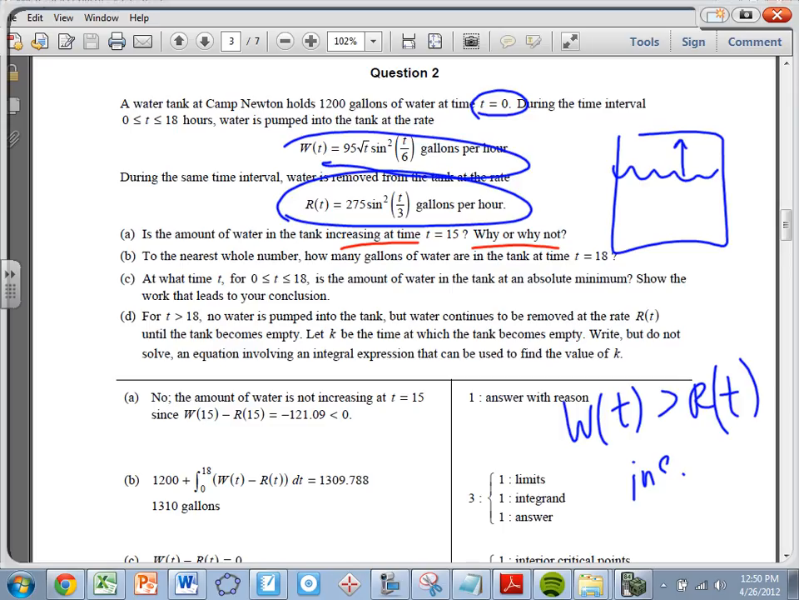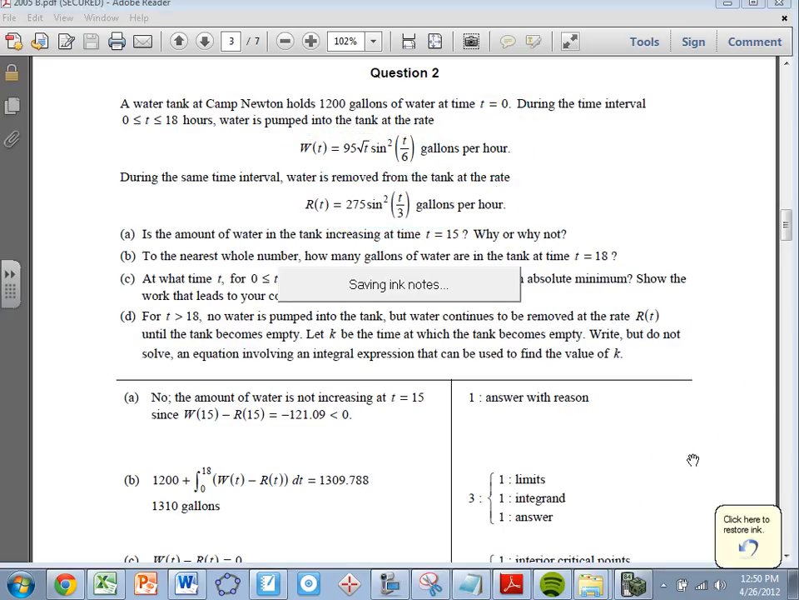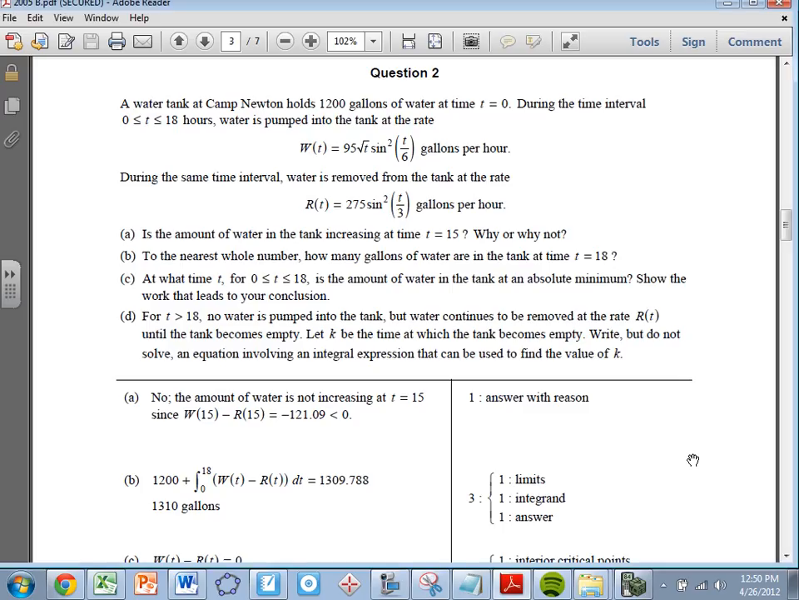Okay? That's the first part. How many points do you get for that? One measly point. You need the answer and you need a reason. Without that, zero points. If you just gave the answer, you get nothing here. There's no partial credit for this stuff. Again, if you just say it's not increasing, you're not going to get anything for it.